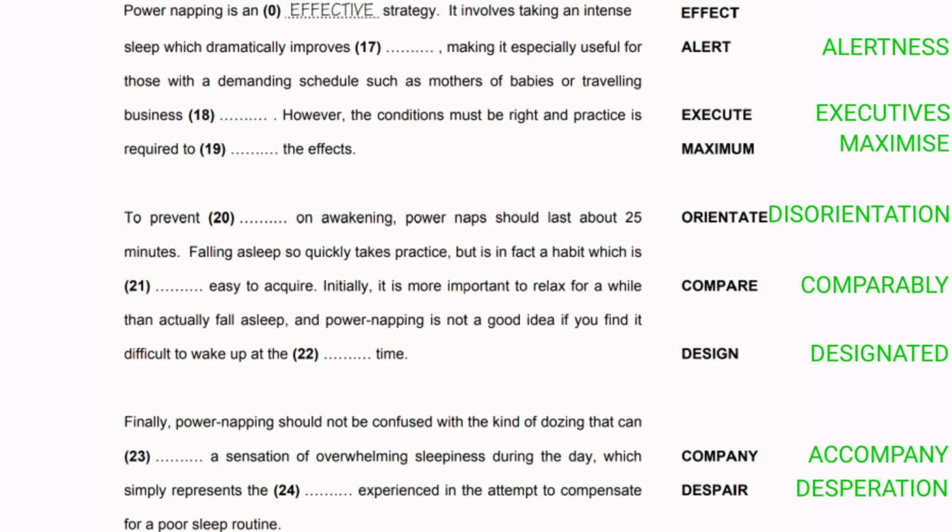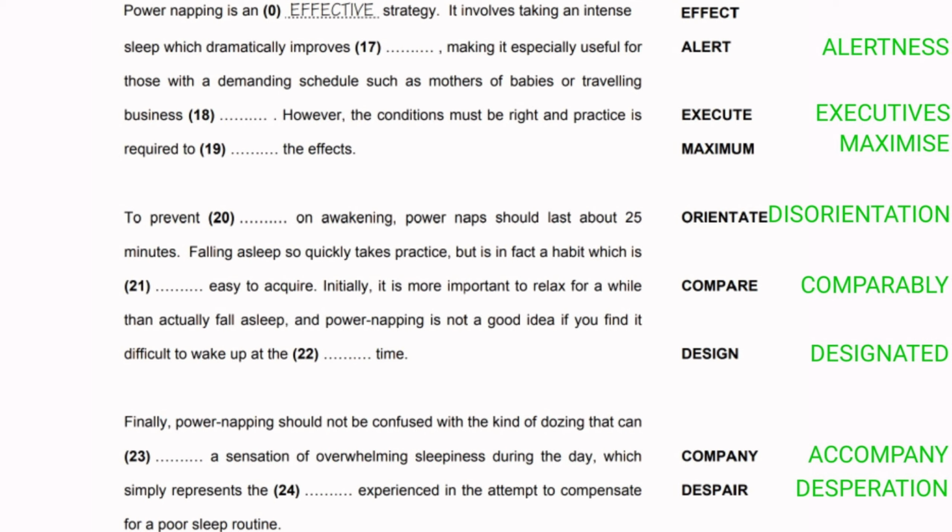Okay, moving on to number 20, and it says to prevent disorientation. So we have the verb orientate. First of all, it has to be a noun, disorientation, and it's got to be something negative, I think, because you want to prevent something negative. And yes, it has to be a noun because we have the transitive verb prevent. You prevent something. Again, could be a verb in ing, I suppose, but you're not going to prevent orientating, are you? That doesn't really make sense. You're going to want to prevent disorientation on awakening, because often when you wake up, you feel disorientated.